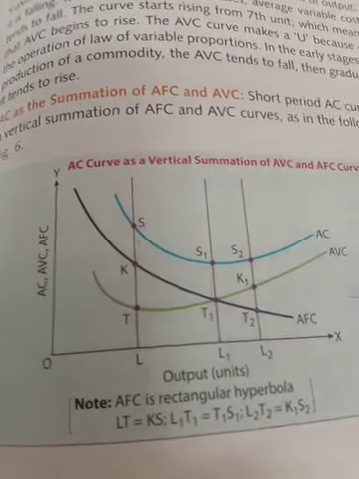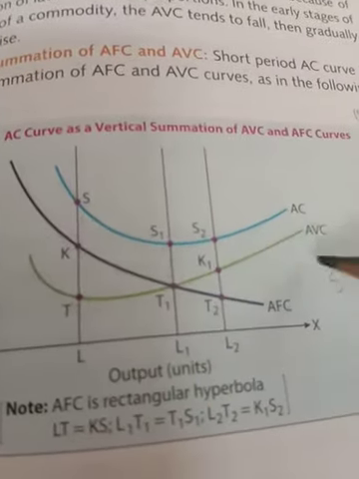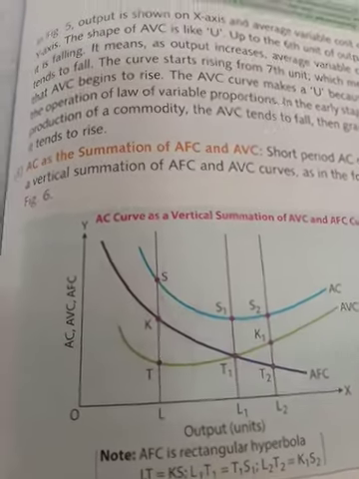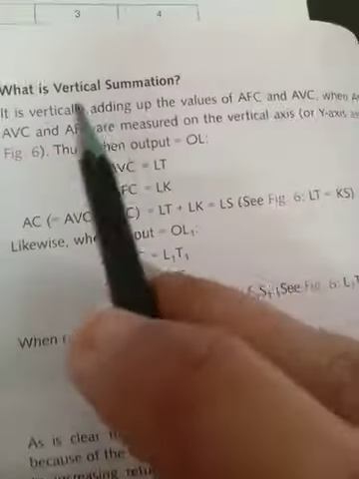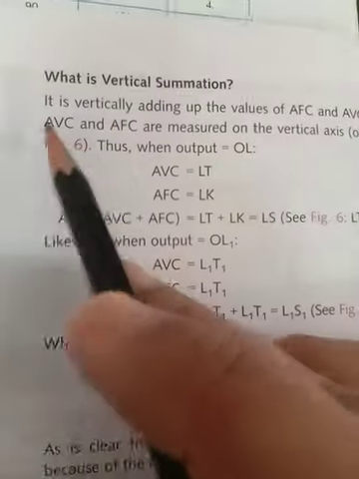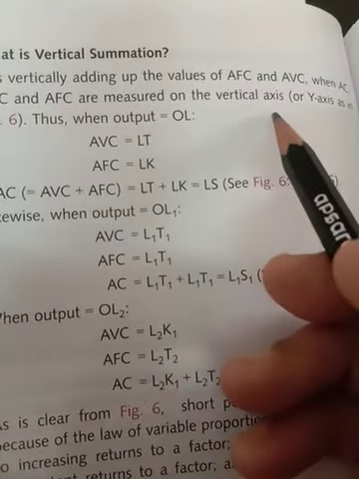First of all, this can be a question of 6 marks, where first you have to give the definition of all these three, then the formulas, how they are calculated from the totals, and then the curve is made, and then there is an explanation of the curve. In the explanation, it is written that by vertically adding up the values of average fixed cost and average variable cost, we get average cost. Average variable cost and average fixed cost are measured on the vertical axis, definitely.